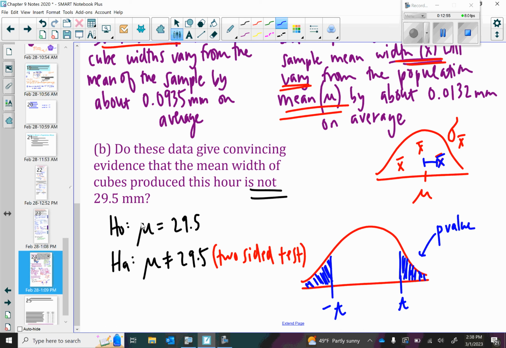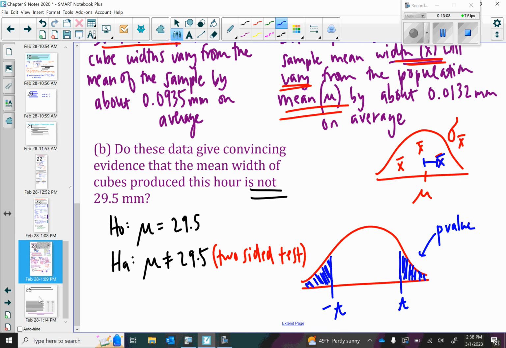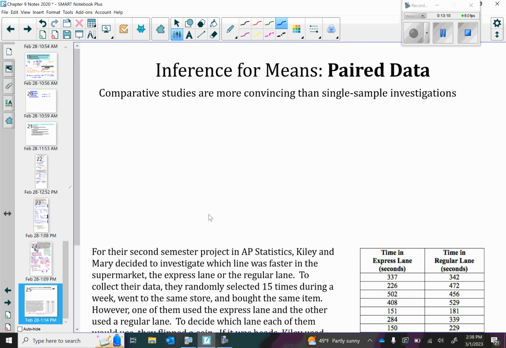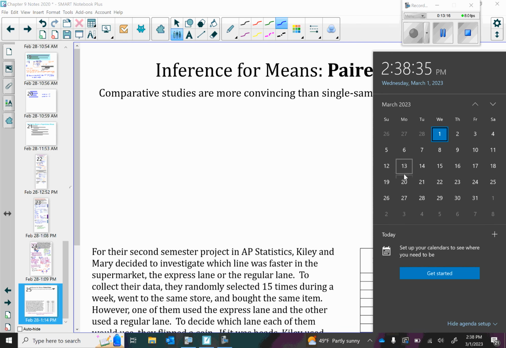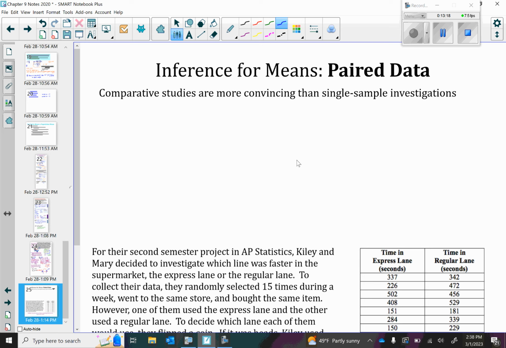If you would like to do this problem, feel free. I am not going to do it with the class, and I actually don't even have the answer in front of me, but I would be happy to check your work if you do it and see where we go from there. We will come back on Monday, I think it's Monday the 13th, right? And we will talk about this example on paired data as an entire class to close out Chapter 9.